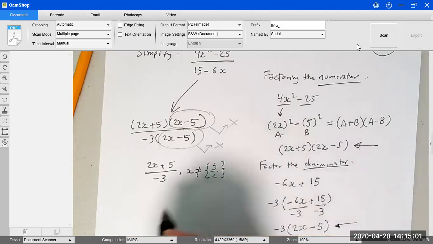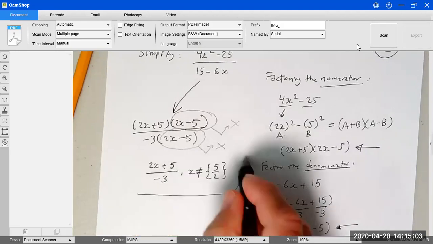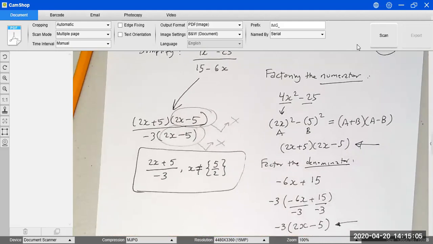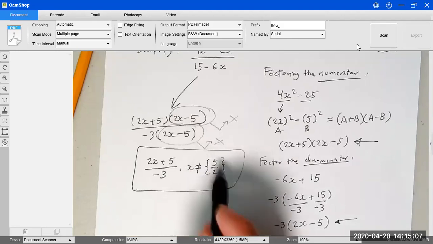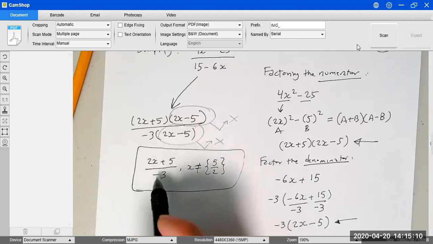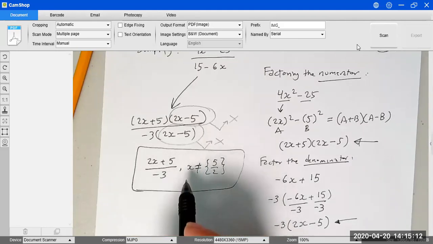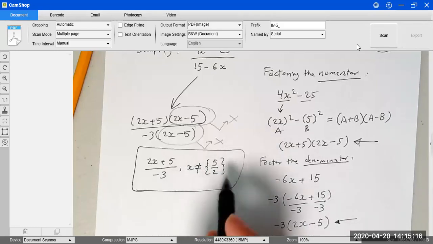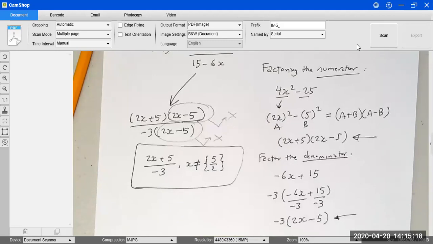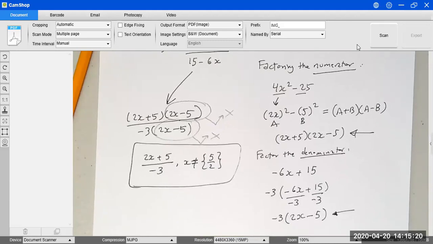Check that later. So this is the final answer. In your book, you're not going to see this notation. You usually see only this, but remember, to be formal or strict in math, to be more precise, we need to indicate the restriction. So practice doing that, because it's going to be very helpful for you.